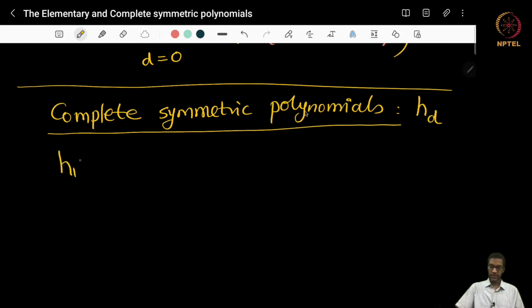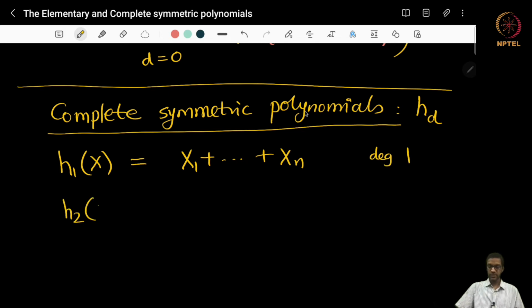Well, h1 of x is actually the same as e1. I just take x1, x2, ..., xn, all of them, degree is 1. h2 of x, so x, recall as before, is just shorthand for the variables x1, x2, ..., xn. So how is h2 of x defined? Well, here's the definition. I take all possible monomials x to the alpha whose degree is 2, such that the summation of alpha i is 2.